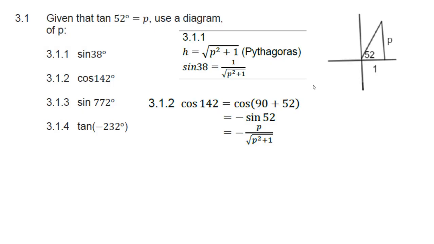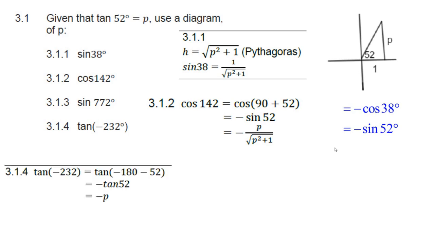And what's the sine of 52? Oh, very, very interesting. I would say that the sine of 52 is opposite over hypotenuse, and the hypotenuse is root p squared plus 1. So that's why it is like that. I went to a different place here. I went that it's equal to the cosine of 38 degrees.